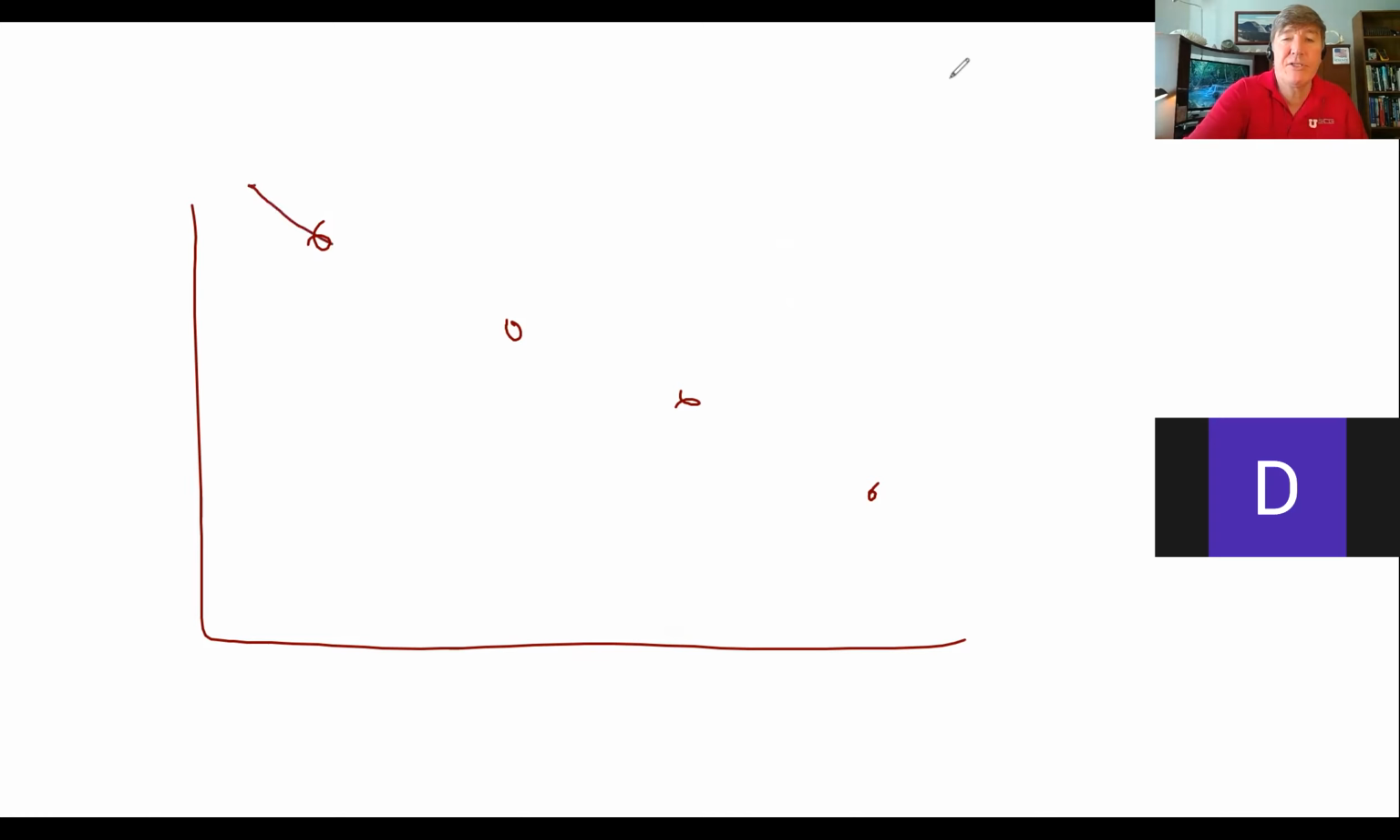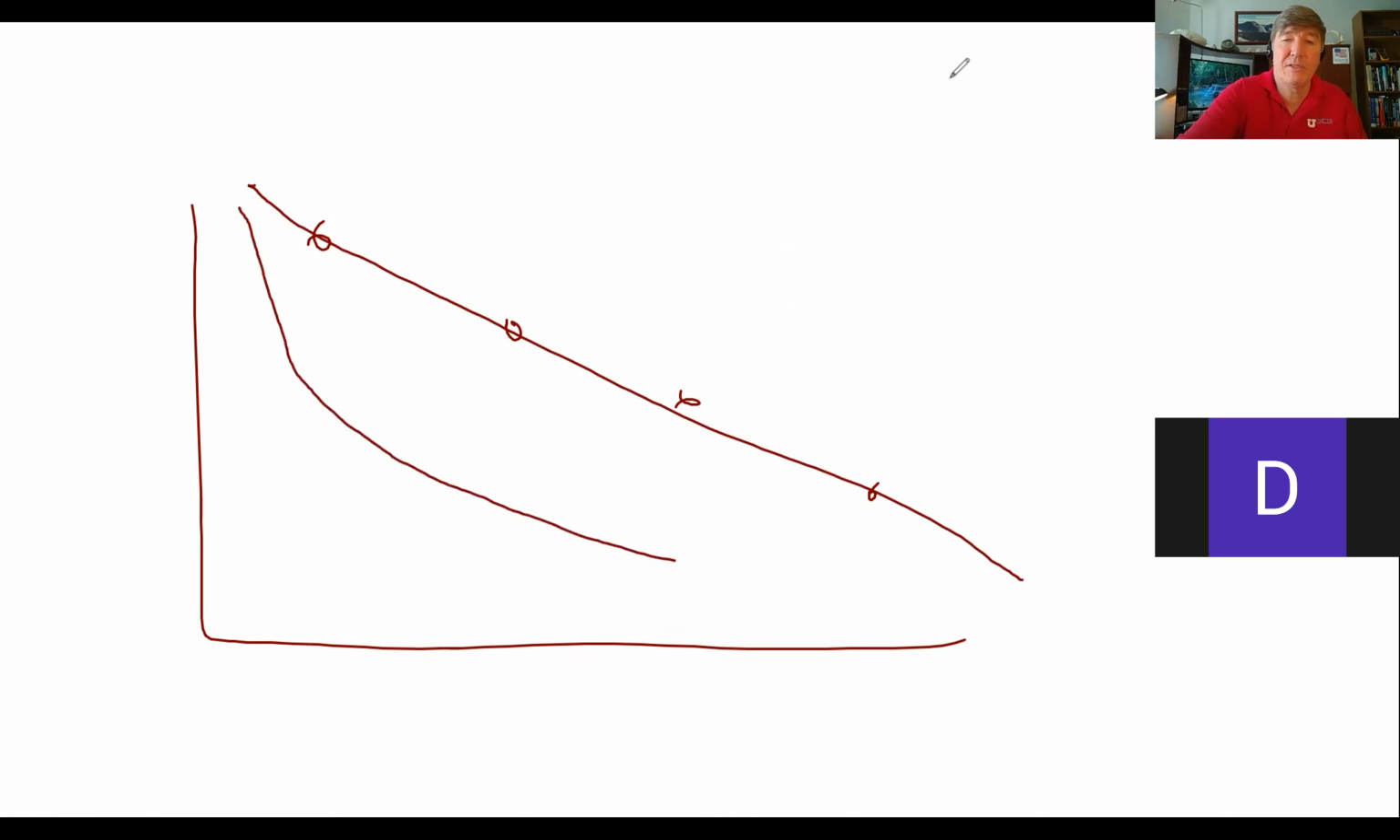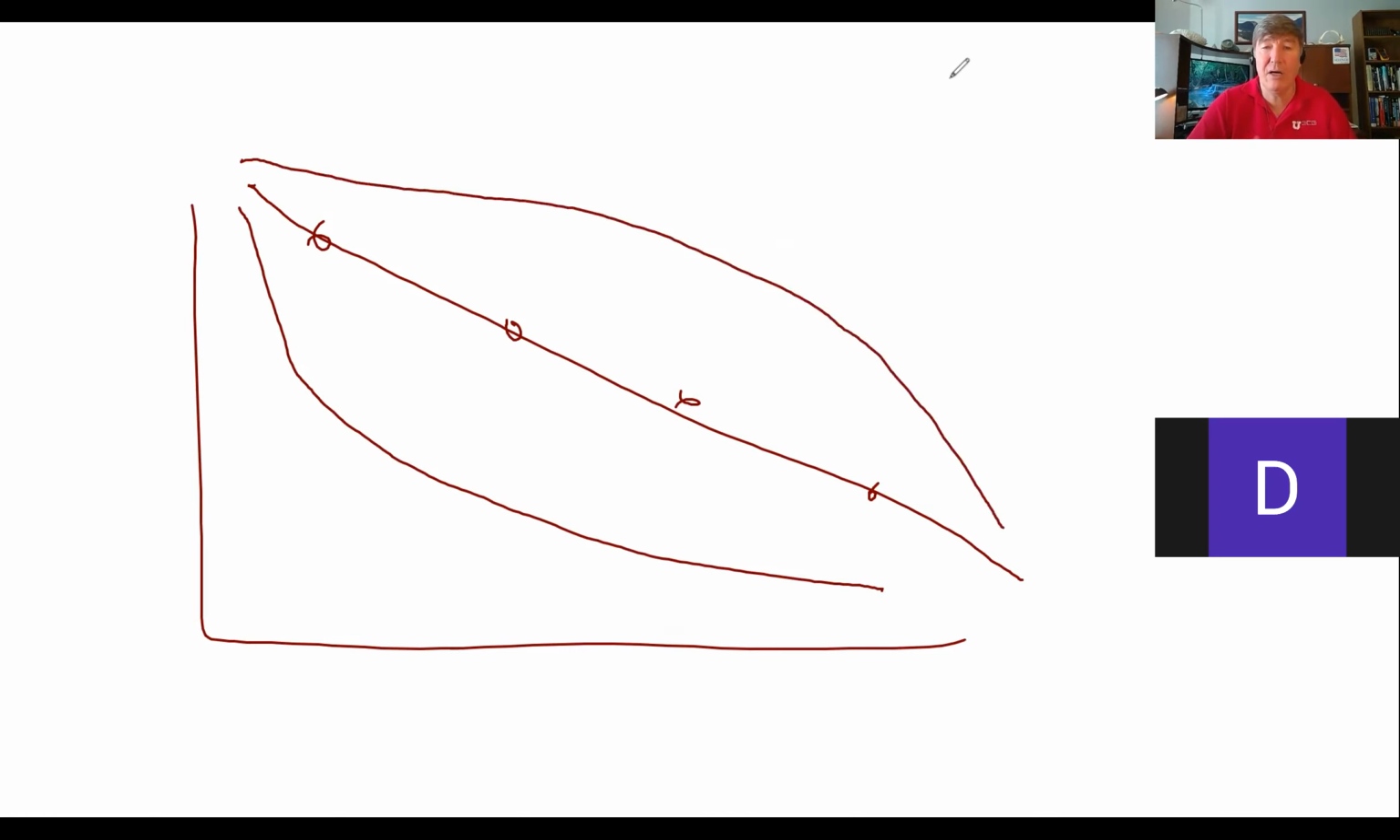Now, inverse relationships might be linear relationships like that. They might be nonlinear ones that look like this, where it's steep at first and then it shallows out at the end. Or it might be shallow at first and then it steepens up at the end. All of those are inverse relationships. There's just some are linear, some are not.